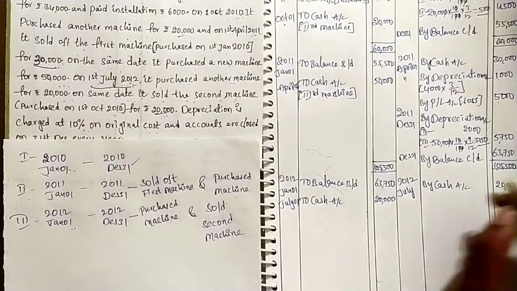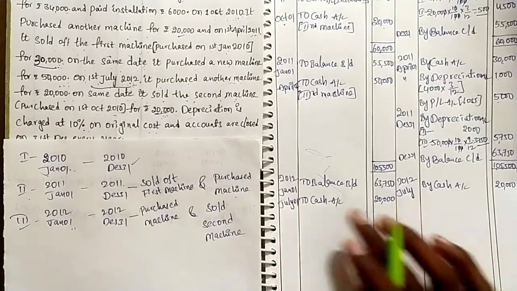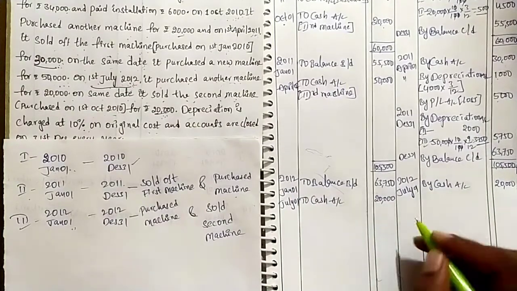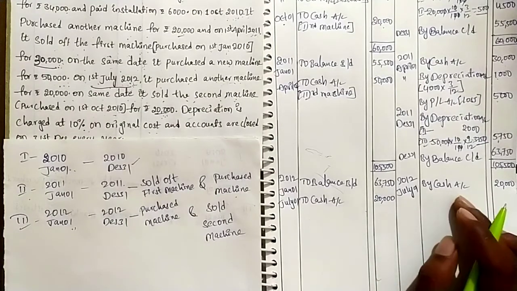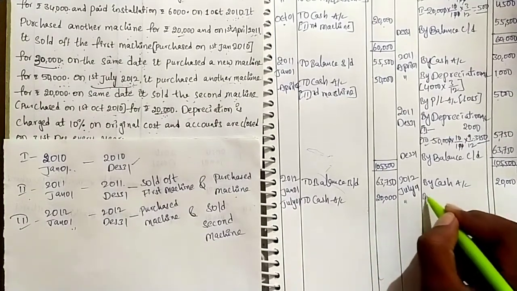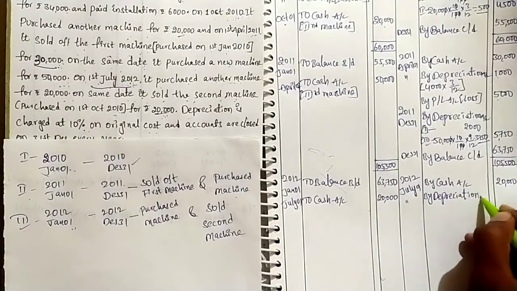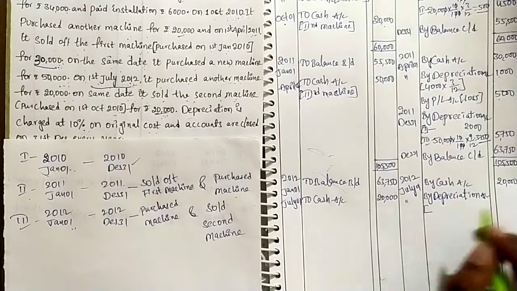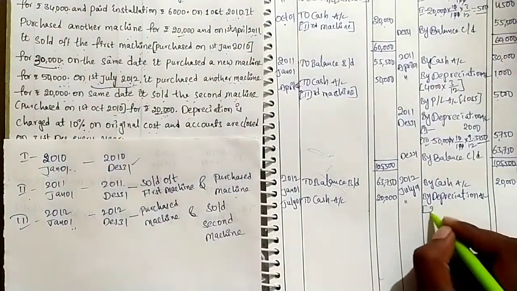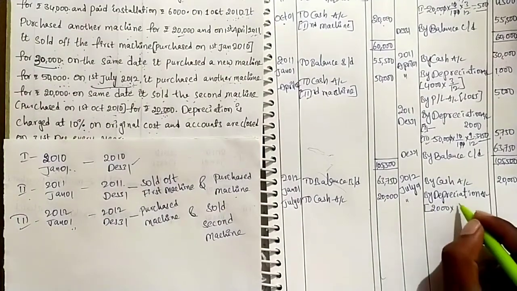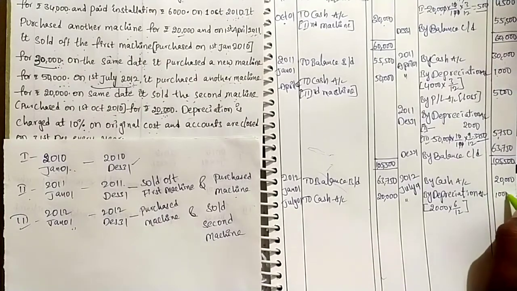Next, the second machine we utilized from January 1st to July 1st, means 6 months. So we have to provide depreciation for the 6 months. See this, by depreciation account. What is the depreciation for the second machine? 2,000 rupees for a year. But we require 6 months, so 6 by 12 means half amount, that is 1,000.